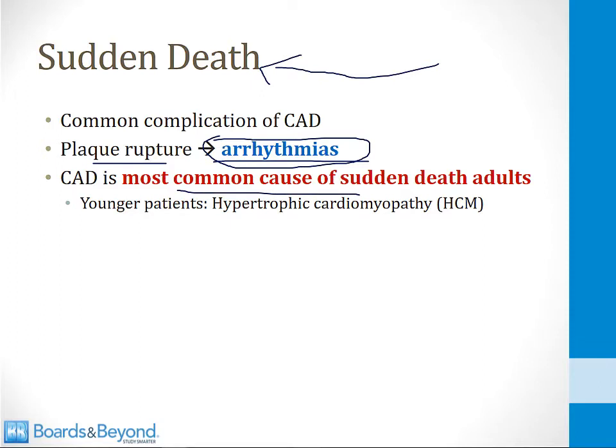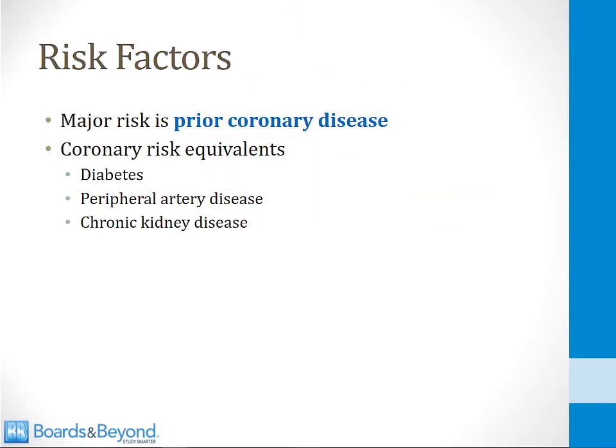In younger patients, the most common cause is hypertrophic cardiomyopathy, but most patients who have sudden death are older, and among those patients, CAD is the most common cause. The most important risk factor for developing angina or an acute coronary syndrome or a myocardial infarction is prior coronary disease. Patients who have had one episode of coronary disease are at very high risk of having another.